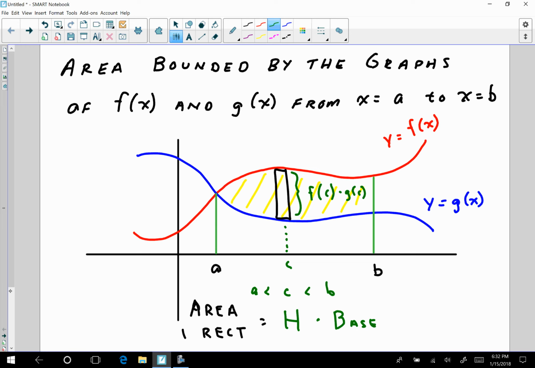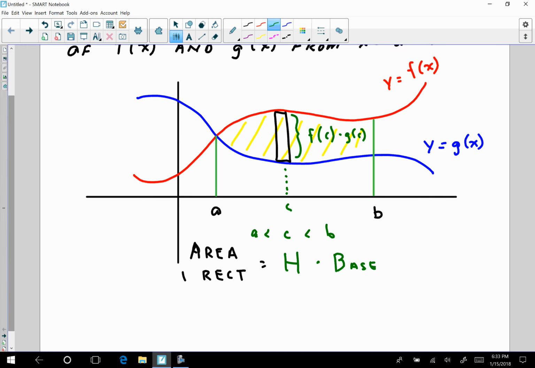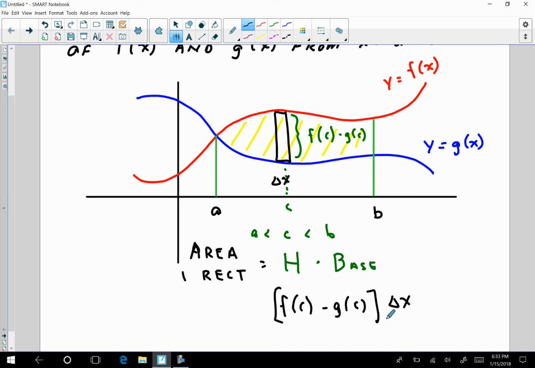And what's our base going to be? Just as we did before, as we developed the formula for the area above the x-axis below one function, we used delta x. So couldn't we say that the base of this rectangle is delta x? I think we could, and I think we would all be comfortable with that. So we have base times height. The area of this one rectangle is going to be f of c minus g of c, that's the height, times delta x.